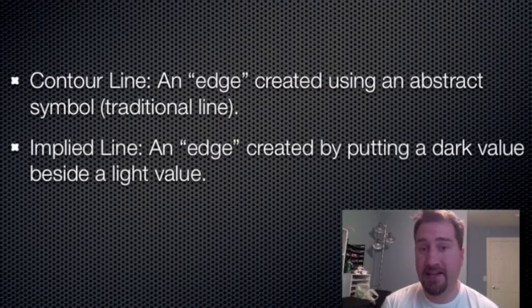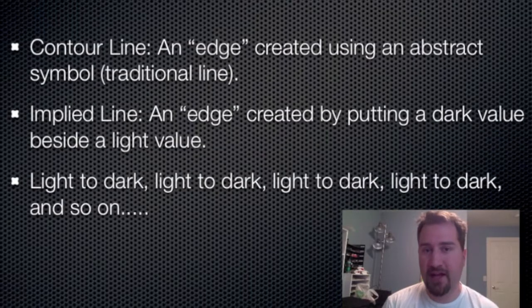An implied line is an edge that is created by putting a dark value beside a light value. Now, notice I said dark and light. I didn't say black and white. You could have dark gray next to black, and it would still work because it's a lighter value than the other. To draw realistically, to get as close to nature as possible, is to understand that lines do not exist in nature. There are simply changes in dark and light. And by doing that on our paper, then we will be closer to nature.